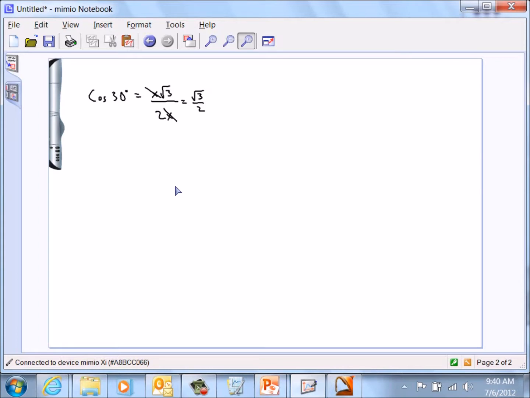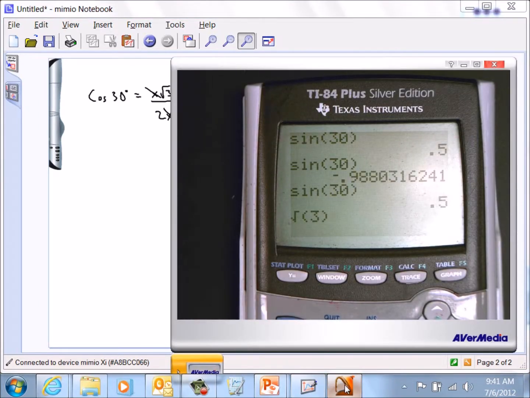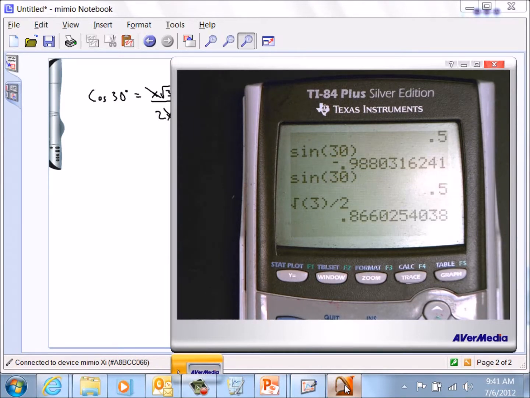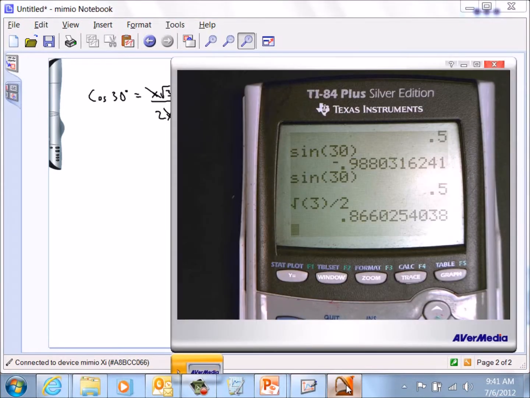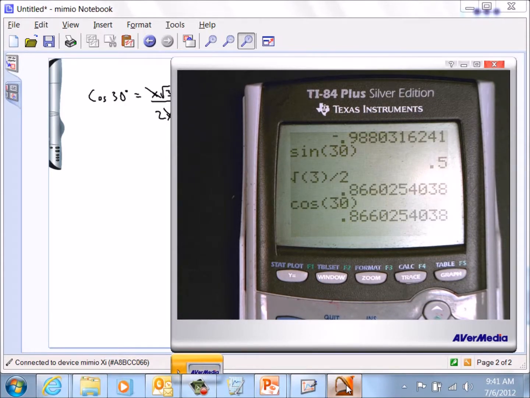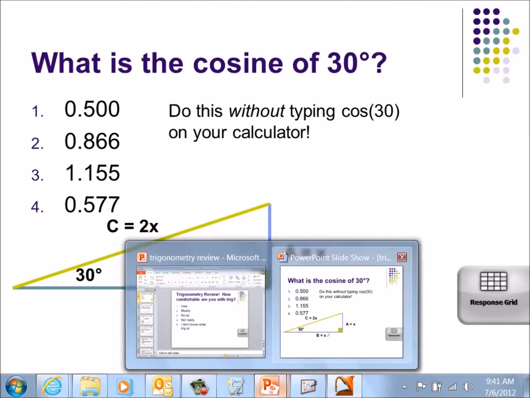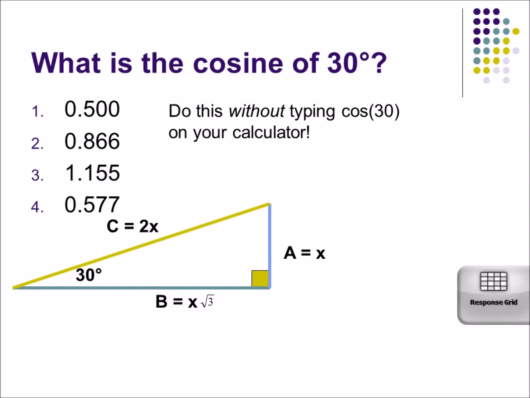In this class, you won't need to memorize it, but we certainly on our calculator can plug in the square root of 3, divide that by 2, and get a decimal answer. It's equal to 0.866. And you can try on your calculator just punching in cosine of 30 degrees, which I'll do. If I take cosine of 30, notice I get exactly the same answer. So cosine is just adjacent divided by hypotenuse, and we get an answer there of 0.866.